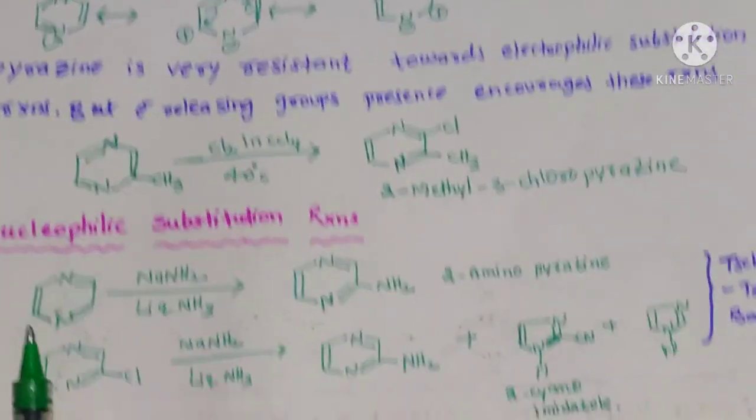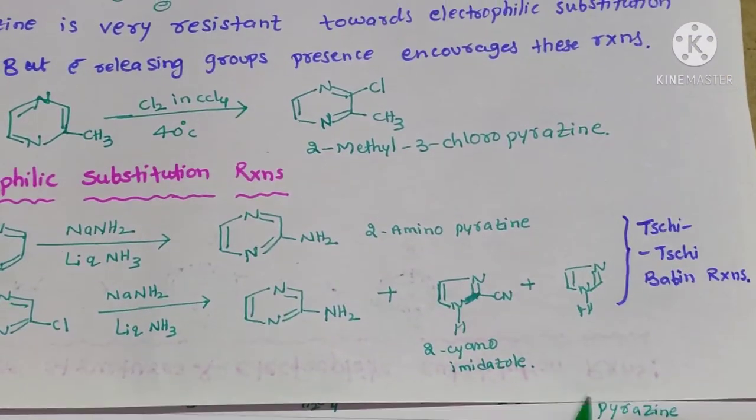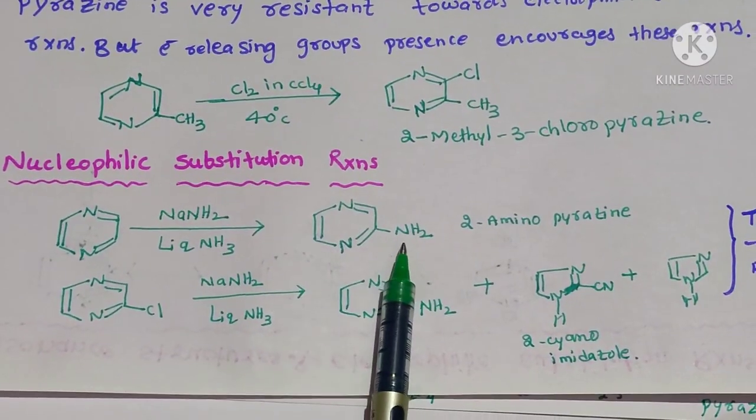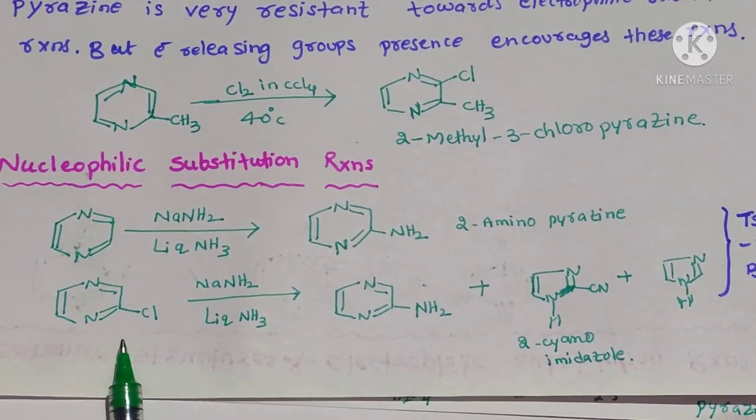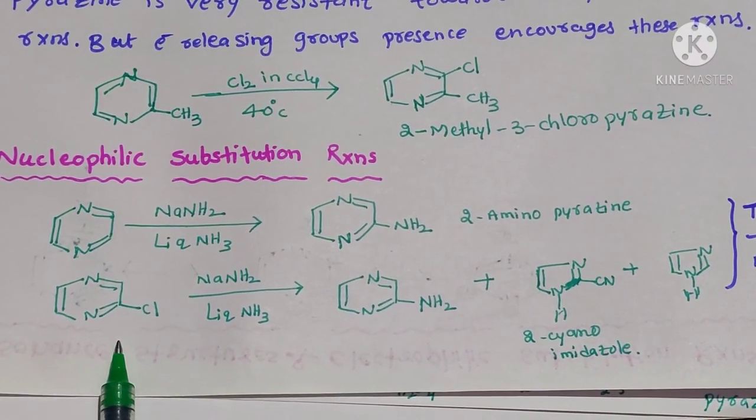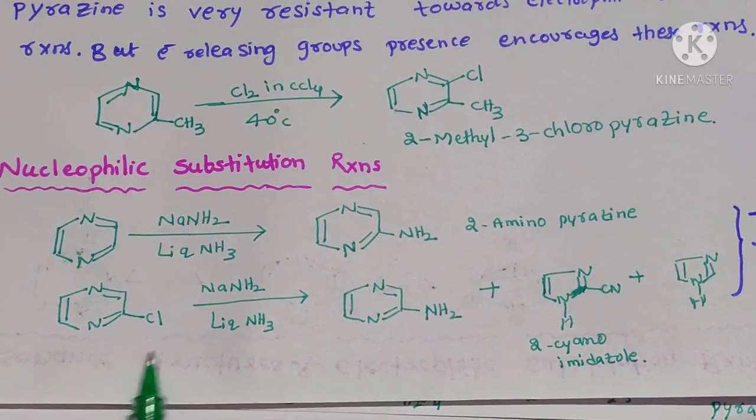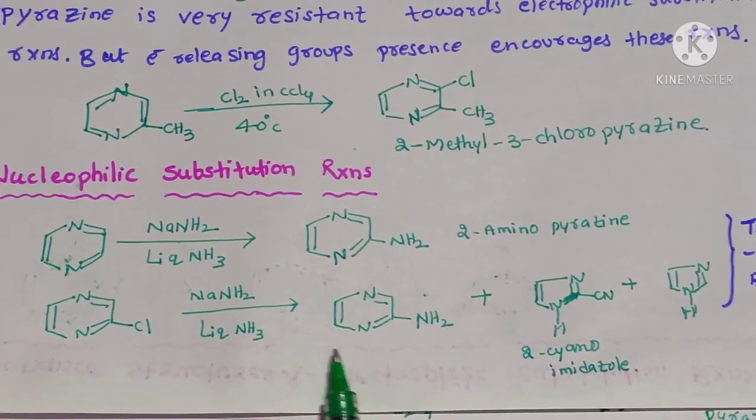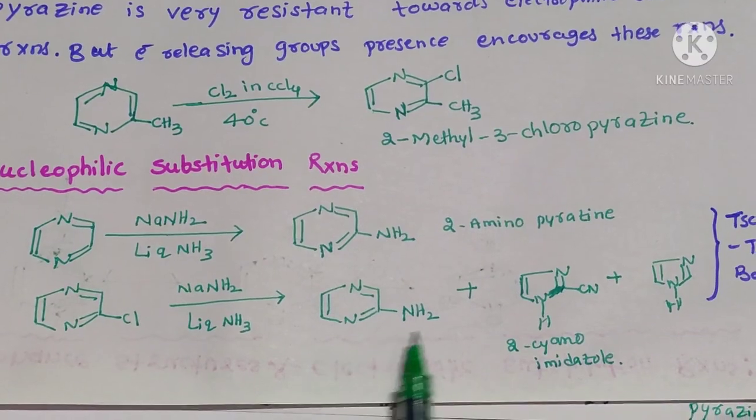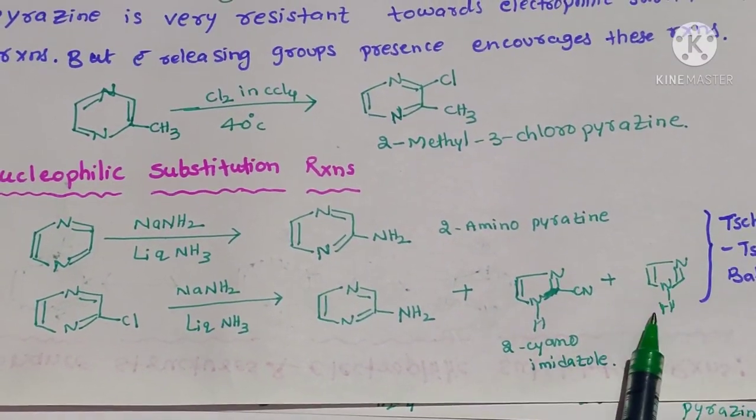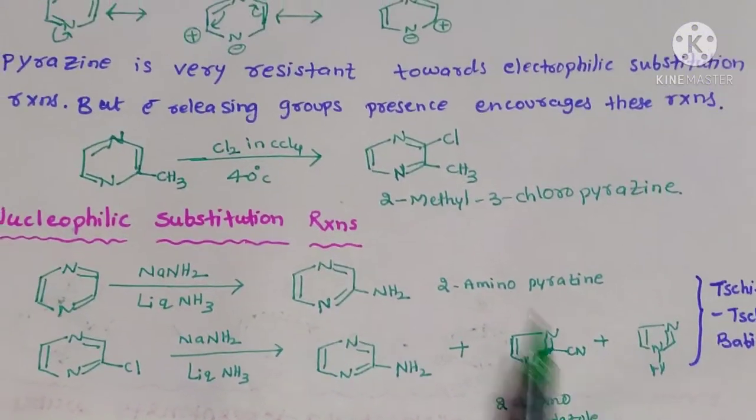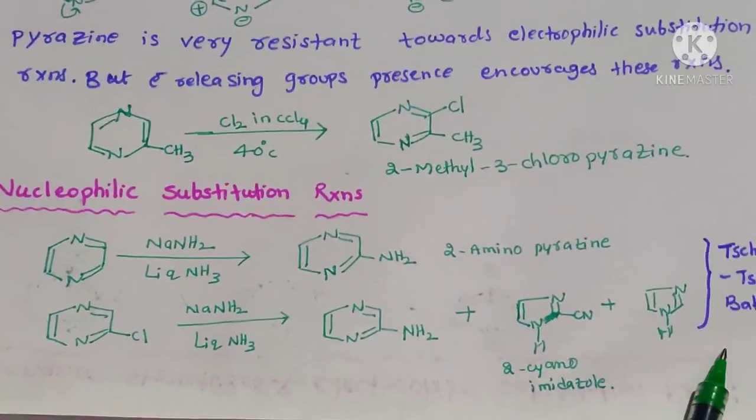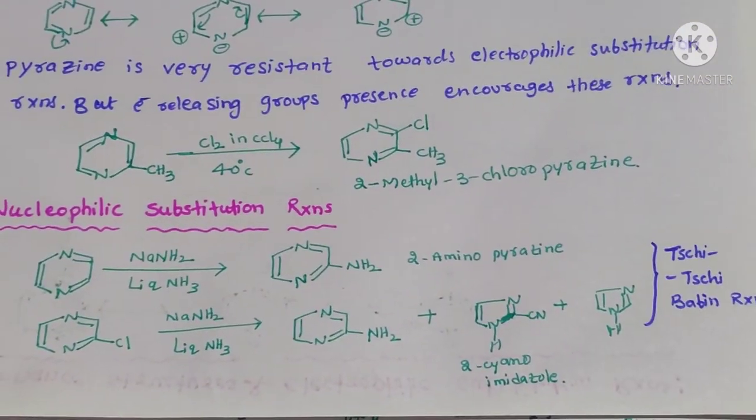Here, when pyrazine is subjected to the Chichibabin reaction, that means when it is treated with sodium amide in liquid ammonia, we get 2-aminopyrazine. Here, this is 2-chloropyrazine. This 2-chloropyrazine, when treated with sodium and liquid ammonia, we get a mixture of these three compounds. This is 2-iminopyrazine, this is 2-cyanoimidazole, and this is imidazole. So this nucleophilic substitution reaction is known as the Chichibabin reaction.